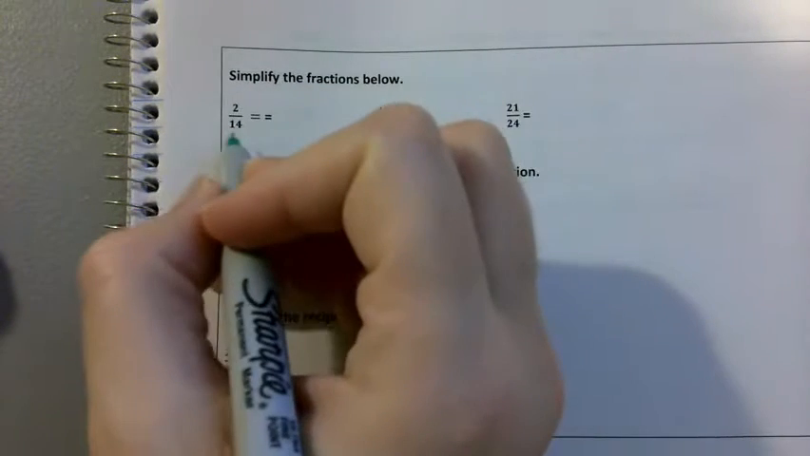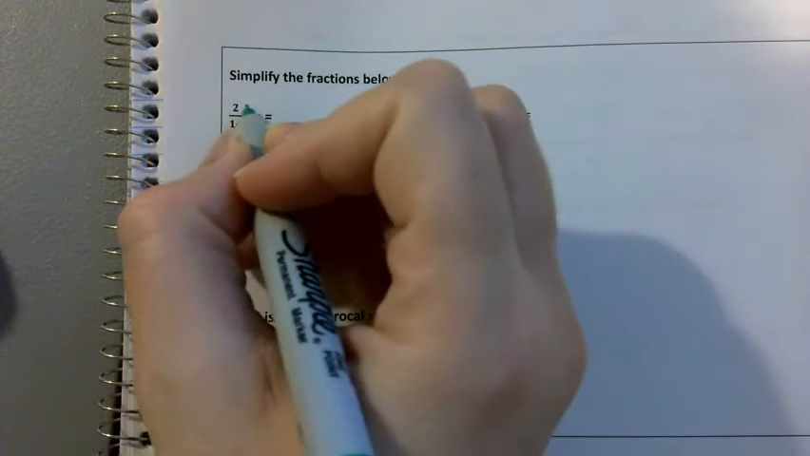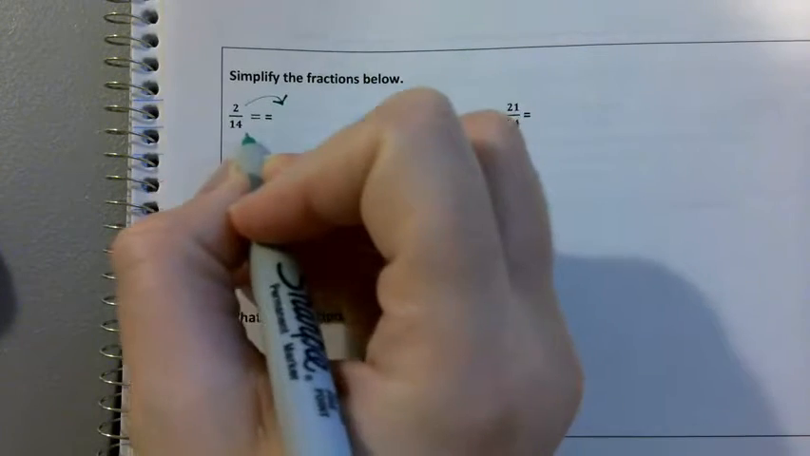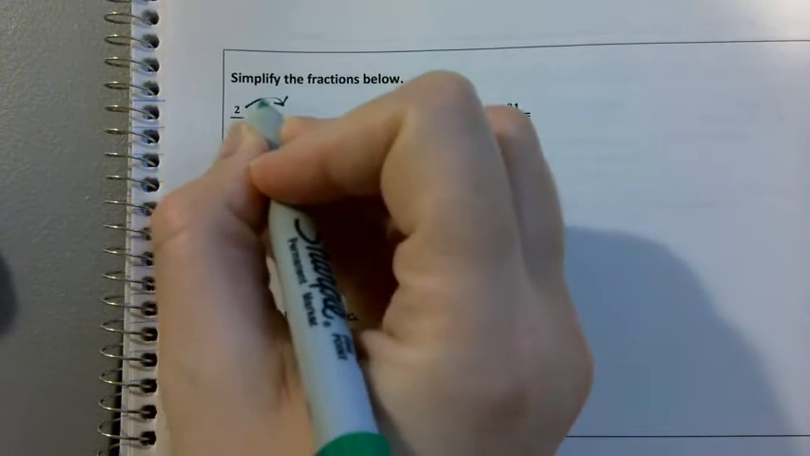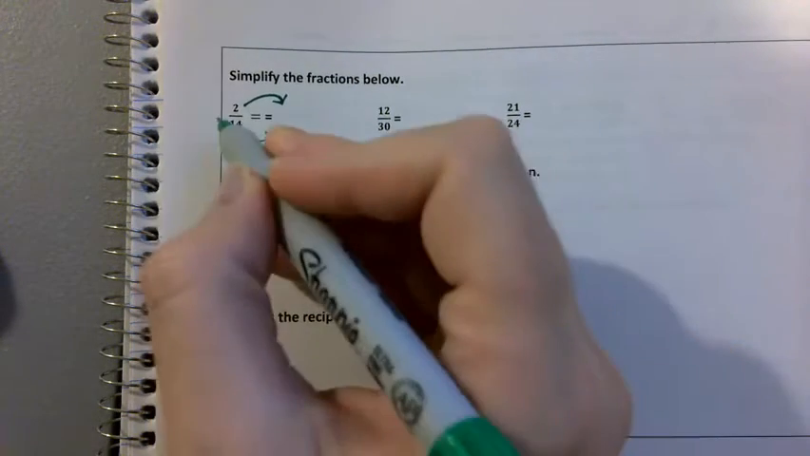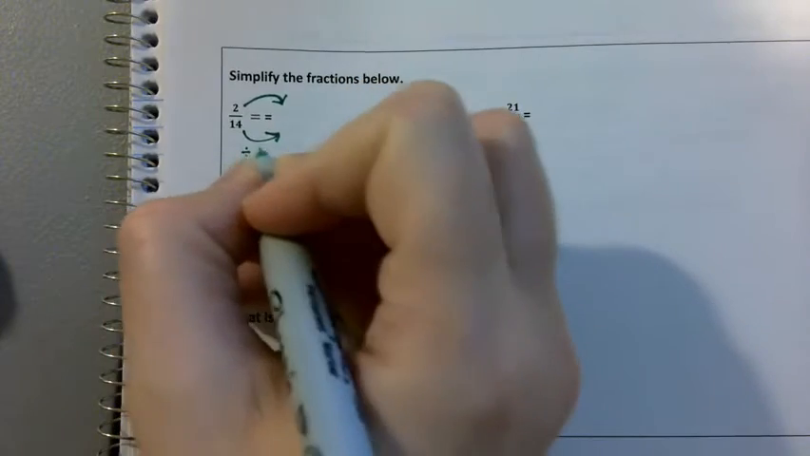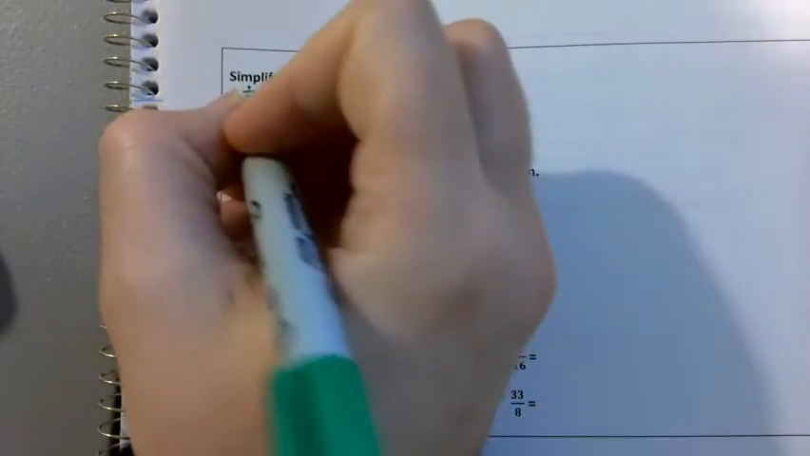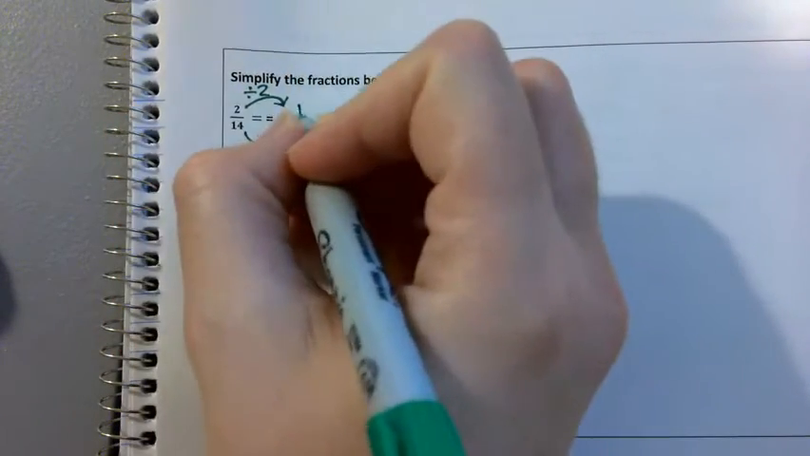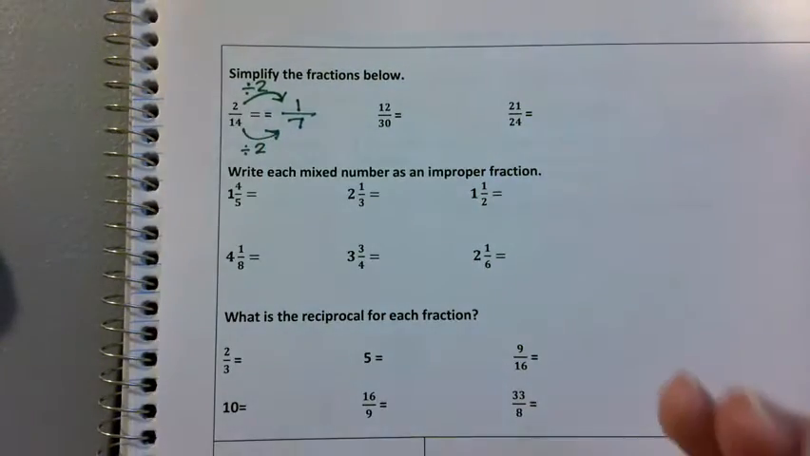So first of all, when I have a numerator and a denominator that share a common factor other than 1, that means I can divide the numerator and denominator by the same number to simplify the fraction. So I know that 2 and 14 are both even numbers, so I'm going to divide the top and the bottom both by 2. 2 happens to be the greatest common factor these two numbers share.